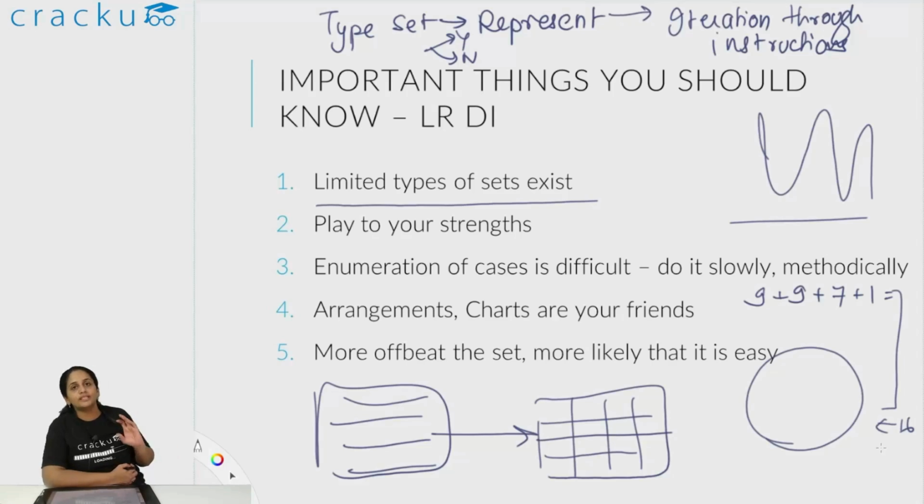trivial. Most of these sets can actually be done under 10 minutes if you are able to overcome your initial surprise from the set. If you are able to overcome that initial shock value of the set, these sets generally tend to be the easiest. So this is something that I have learned from LRDI.